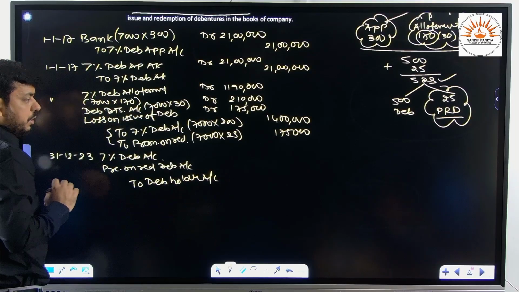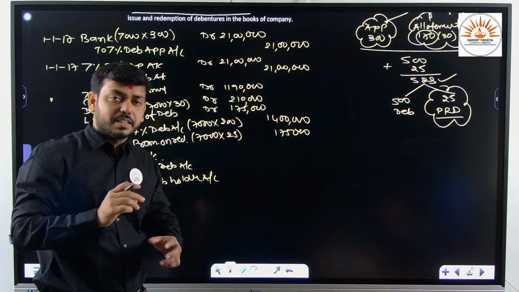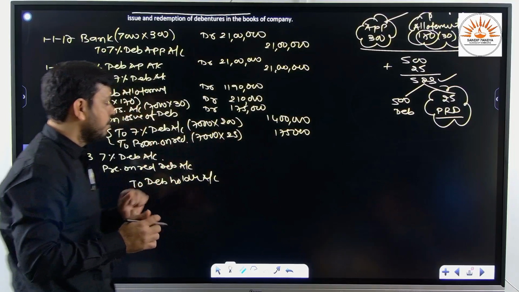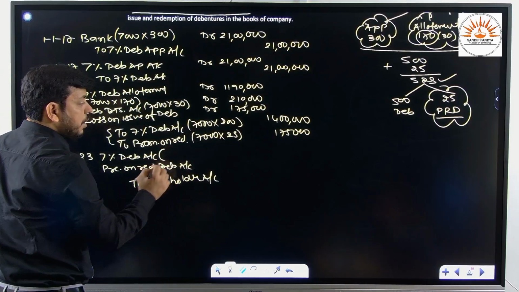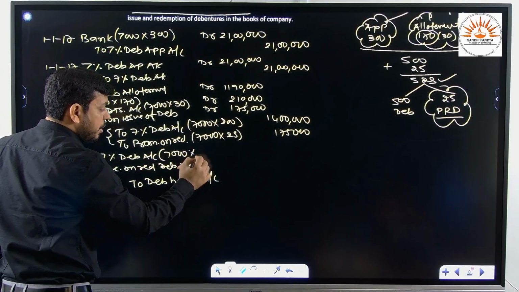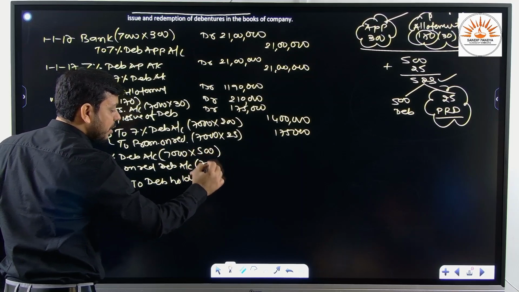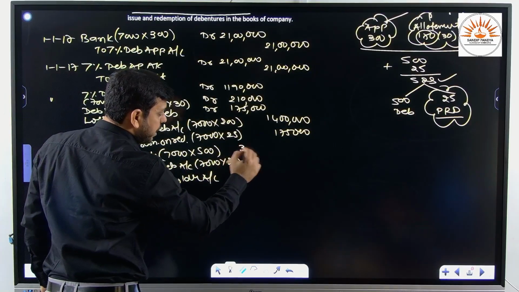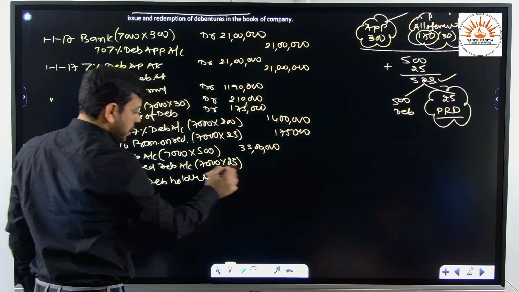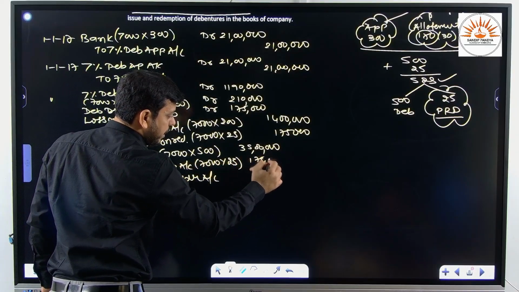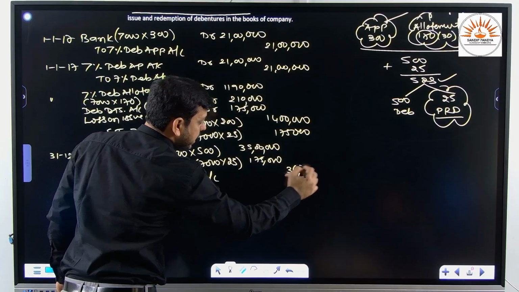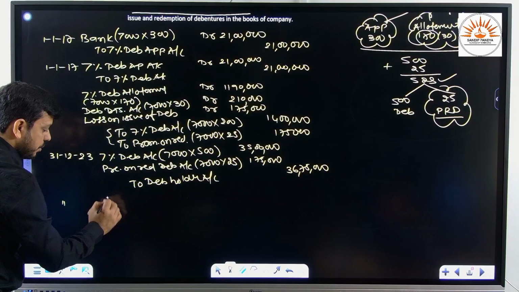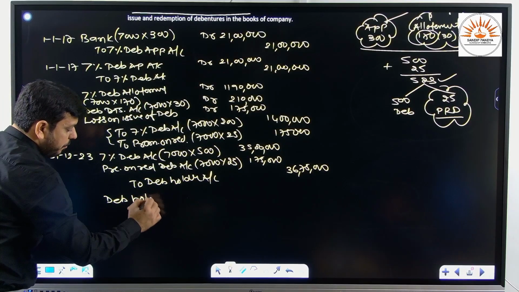But sir, what amount? See, what students usually do as a mistake whenever they solve the question stereotypically is write 14 lakhs and 1,75,000. But dear friends, we are redeeming the entire amount, that is 7,000 into 500 and 7,000 into 25. So 500 into 7,000 will be 35 lakhs. 25 into 7,000 will be 1,75,000, and we shall write 36,75,000.